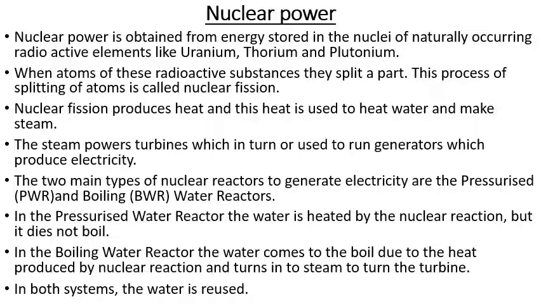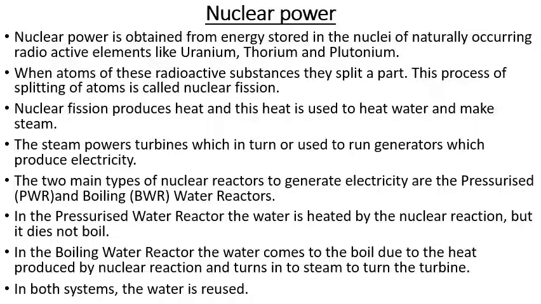Next, how is it generated? From these nuclear radioactive elements like uranium, thorium and plutonium, how can we generate the electricity? When atoms of these radioactive substances react, they split apart. This process of splitting of atoms is called nuclear fission. Nuclear fission produces heat and this heat is used to heat water and make steam. The steam powers turbines which in turn are used to run generators which produce electricity.